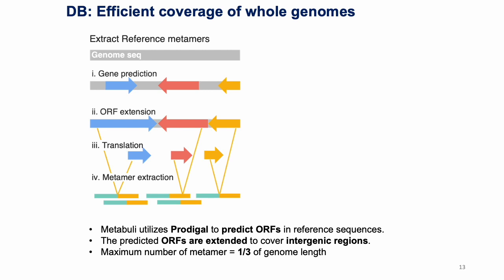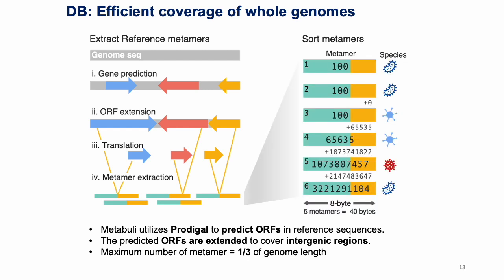And in the database creation process, we efficiently cover the whole genomes. To extract amino acid information, we first predict genes in the genomes using Prodigal, but including only the coding sequences makes reads from intergenic regions unclassifiable, so we extend the ORFs to cover all intergenic regions. And from them, we extract reference metamers and we sort them in numerical order.